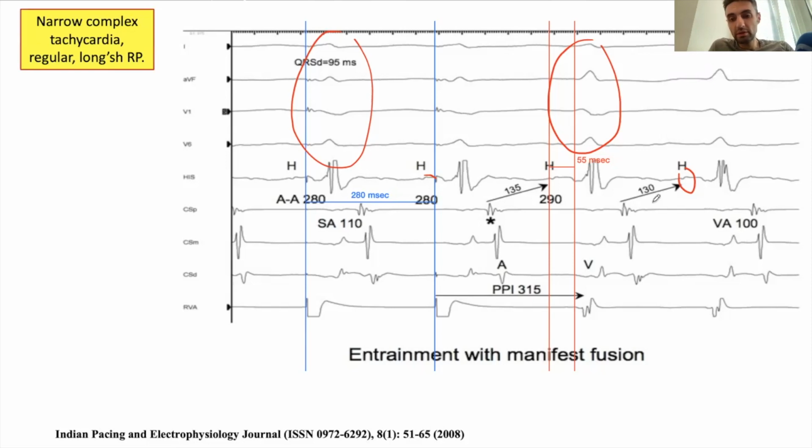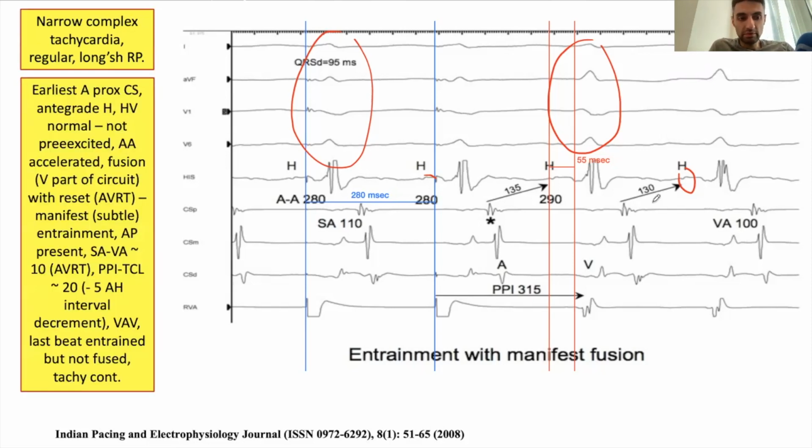Okay, so it's a narrow complex tachycardia, longish RP, earliest at proximal CS, like we said. There's antegrade His, there's HV that's normal, not a pre-excited tachycardia, AA accelerated to the pacing stimuli. There's fusion, so V is part of the circuit with reset. In this case, there is subtle fusion, but by definition it's manifest. So there's an accessory pathway present. Stim to A minus V to A is 10. PPI minus tachycardia cycle is around 20. So you are close to the circuit. It's a VAV response and last beat entrained but not fused, and tachy continued. Okay, so in this case there's probably a septal accessory pathway.